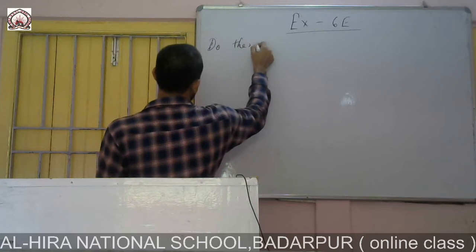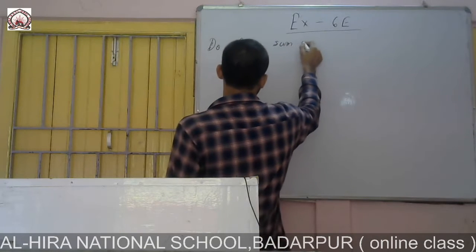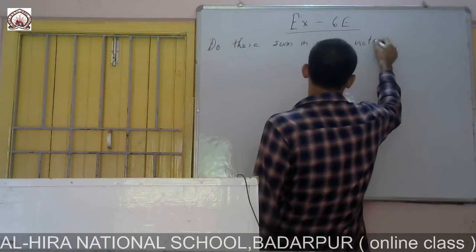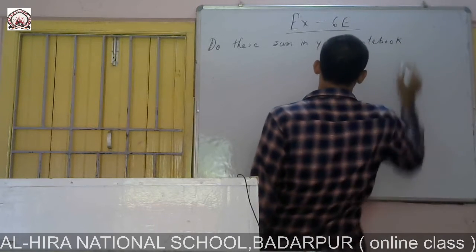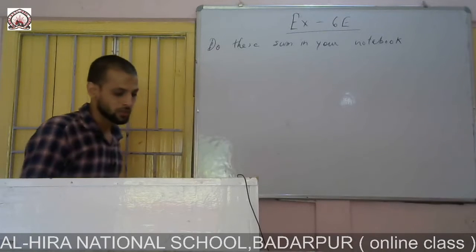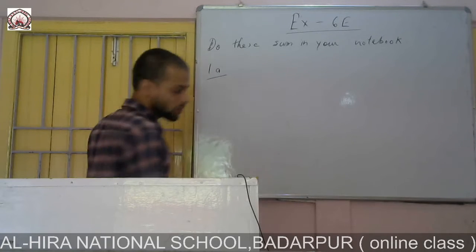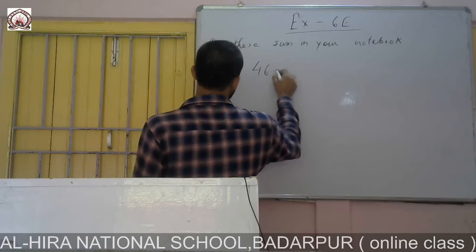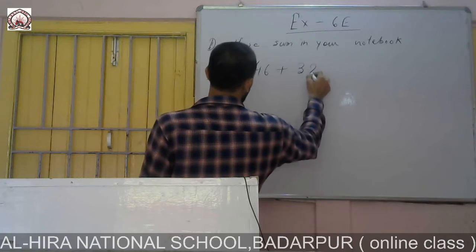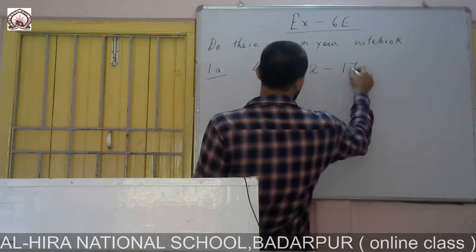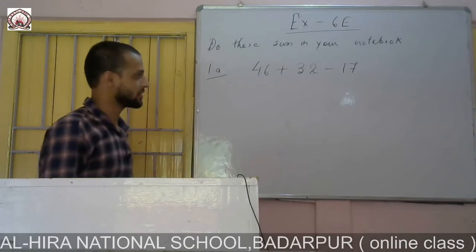Do this sum in your notebook. Okay. The first question is 1A. So here we will find 46 plus 32 minus 17. So what do we have to do in this case?